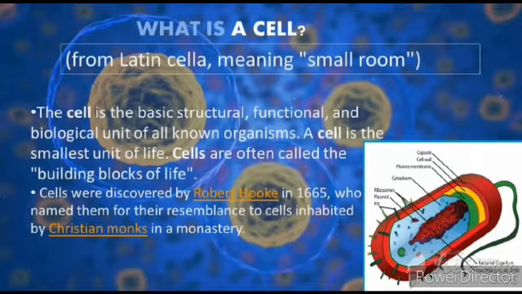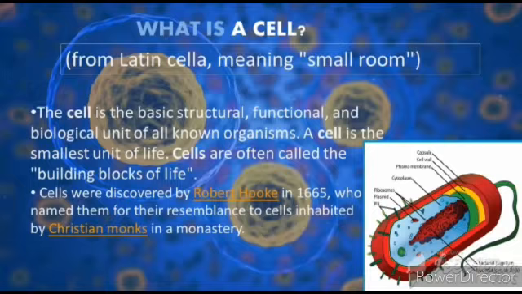Robert Hooke, in 1665, found a resemblance between the cell and the Christian monks in a monastery. The monks used to stay in small rooms, which were called cells. When he looked at a cork cell under the microscope, he found small chambers, and he eventually named it the cell.